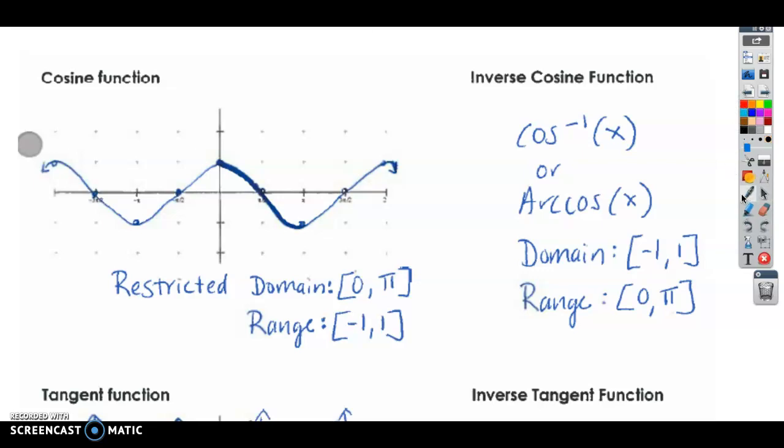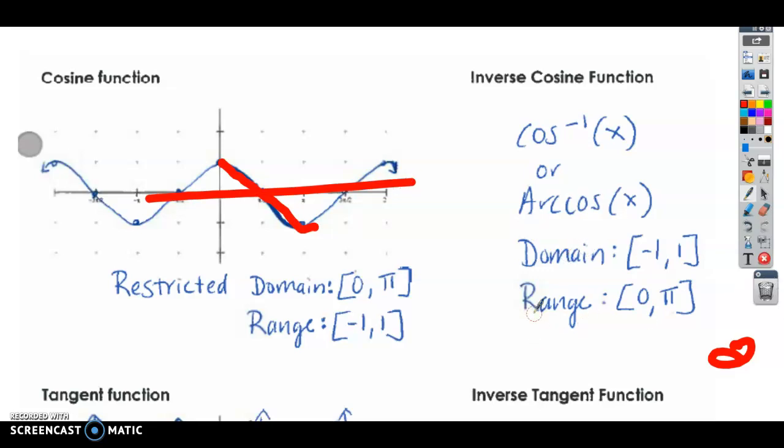If I restricted here and then I rotated my screen and looked at it from the side, I would see it doesn't pass the, well, in this case, it doesn't pass the horizontal line test, which means my inverse is not a function. So to do that, I have to restrict my domain in a different way. And I'm going to restrict it from 0 to pi. That way, my inverse will be a function.